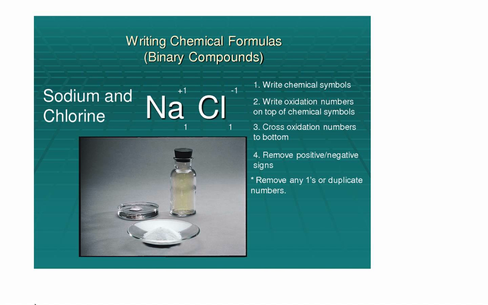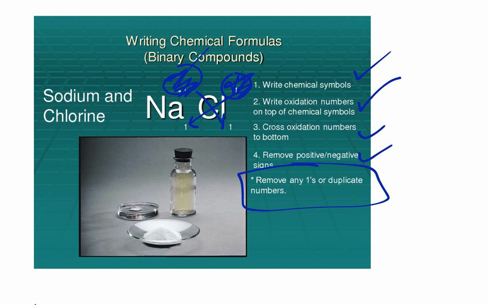And if you like rules to follow, we can follow these rules. You write down the chemical symbols, you write down the oxidation numbers that you pick off the periodic table above them, you cross those to the bottom, you remove the positive and negative signs, so we cannot have the charges once we're writing a chemical compound, and you remove any ones or duplicate numbers, or if they're proportional, you're going to have to reduce those as well.